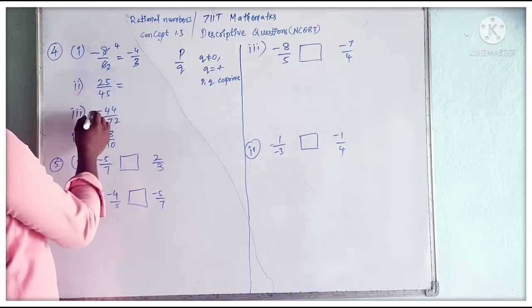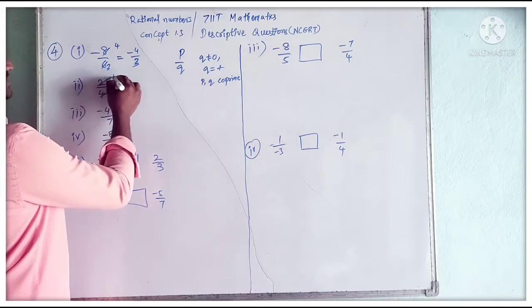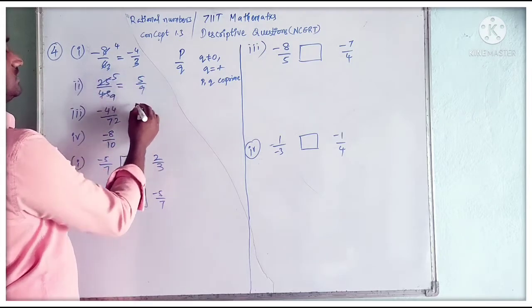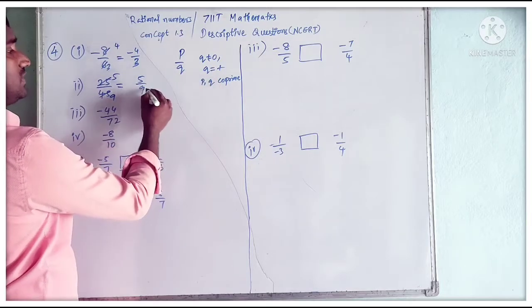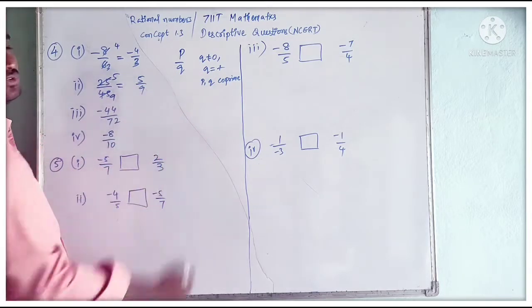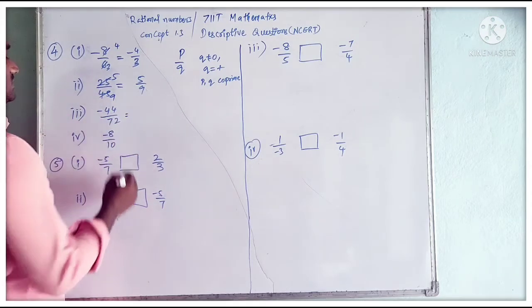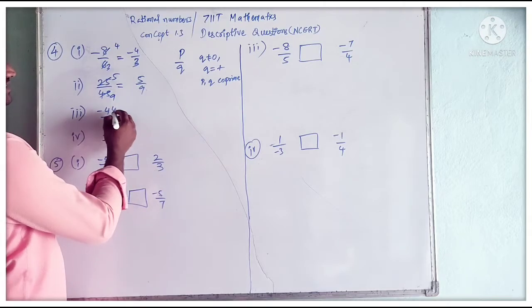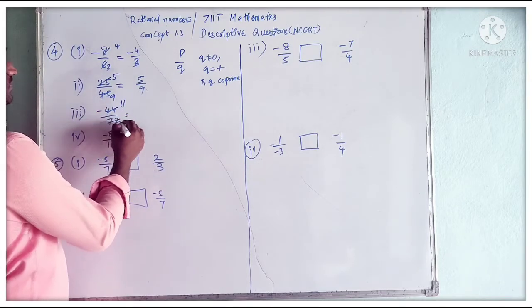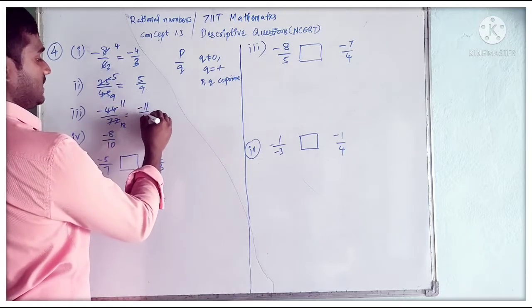Is there any cancellation we have? Yes. 5 9s are, 5 5s are. So 5 by 9. Check whether q is not equal to 0 and q is positive and p, q are co-primes. There is no cancellation. Yes, next here. Minus 44 by 72. Is there any cancellation? Yes, 4 11s are, 4 18s are. That is equal to minus 11 by 18.